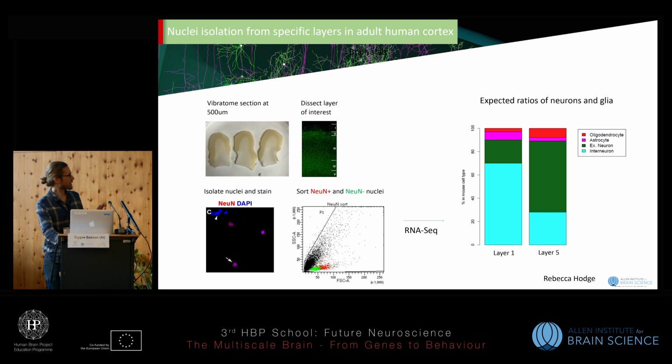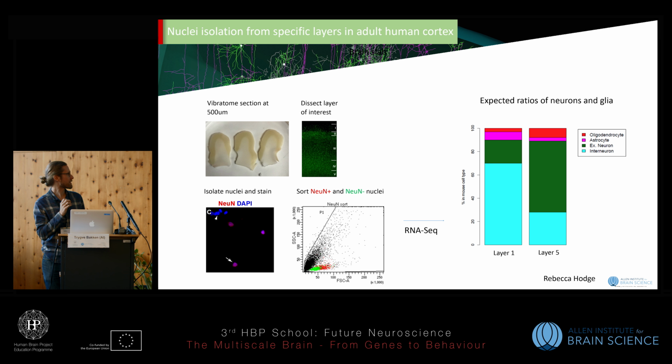And so in contrast, if we try to sort individual nuclei, so here I'm showing, these are gyri from a postmortem adult human brain, and these are cut into 0.5 millimeter sections, and then dissected, individual layers are dissected out.